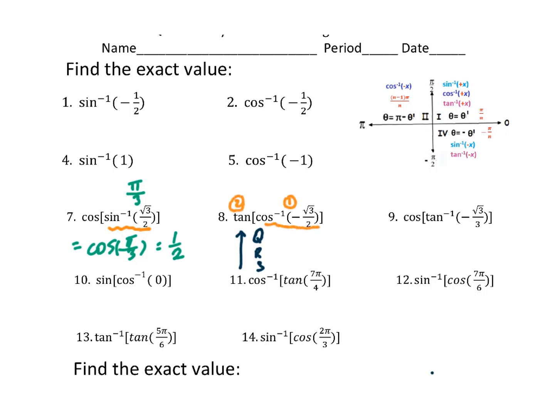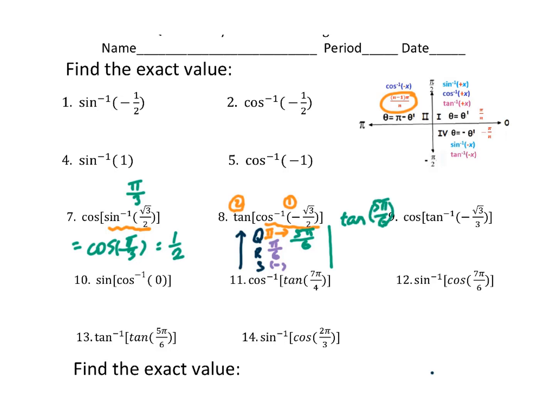For number 8, we need to go to QRS backwards first, because we need to work on 1 and 2. So for number 1, we got this is negative. Reference angle is pi/6. Go to second quadrant. Pattern will be this one. Therefore, we got 5 pi/6 will be the solution.